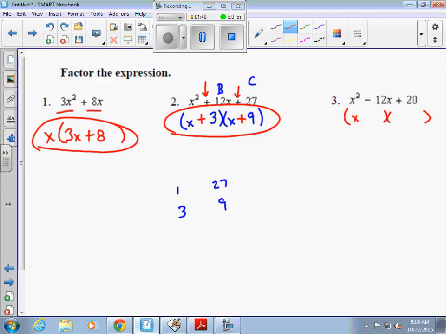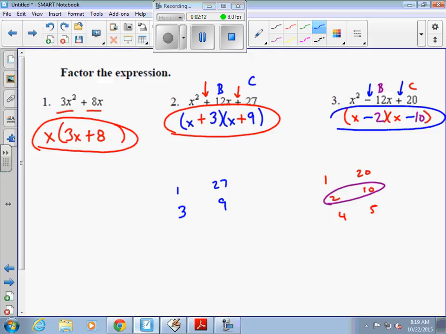Same thing for this one. Not a lot of factors of 20. This is your C value, 1 and 20, 2 and 10. 3 doesn't go into it, but 4 and 5 does. So only 3 pairs this time. The only pair out of those 3 pairs that gets you to B's value, 12, is 2 and 10. 1 and 20 gets you to 19 or 21. 4 and 5 get you to 1 or 9. So we need to use 2 and 10. This one tells us that both of the signs are the same. Since they're both the same, both of them are negative. Negative 2, negative 10. So if you made a mistake by putting positives there, change your answer. x minus 2 times x minus 10.